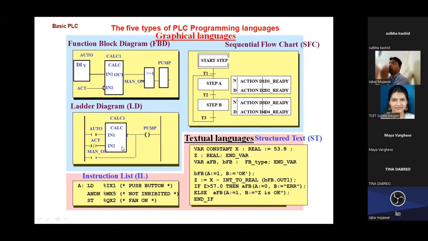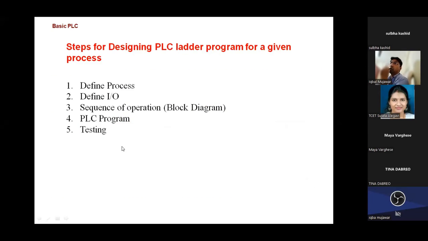What is ladder coding? To design a PLC program, normally we need to go through 5 steps. We need to define the process properly: what process am I going to program the PLC for, and how many input and output devices are there in that process? What is the sequence of operation? How will the operation flow after understanding the process? Once we define the process, what are the possible sequences? Through a block diagram I need to create it. Then we need to program the PLC, and at the end we need to test it.